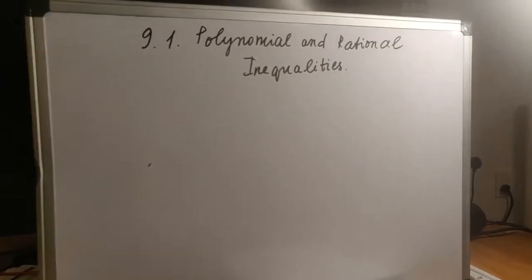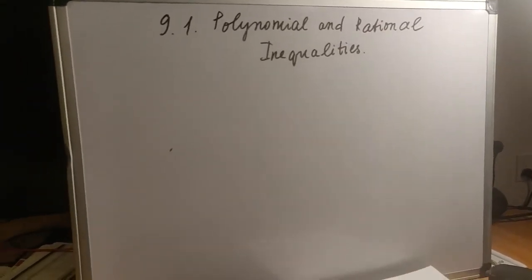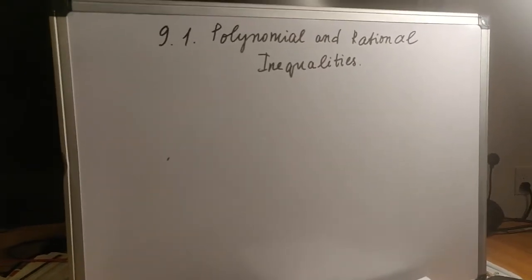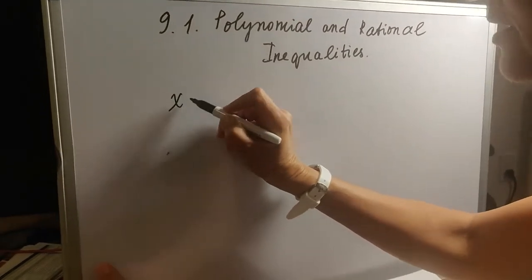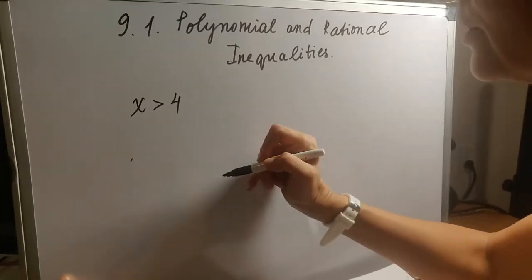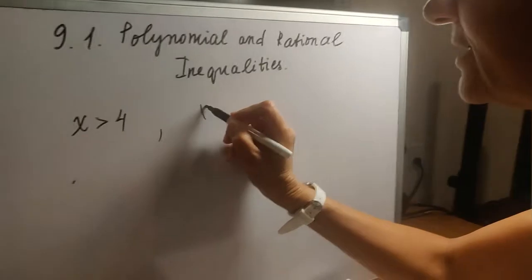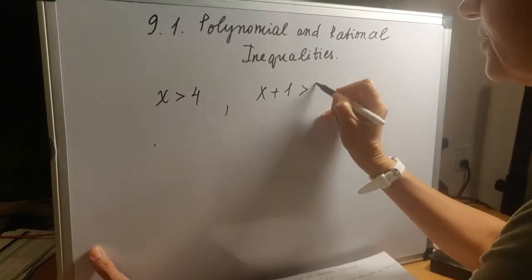Section 9.1, Polynomial and Rational Inequalities. Well guys, everyone knows what an inequality is. An inequality is something like this: x greater, for example, than 4, right? Or it can be something like this: x plus 1 greater than 5.